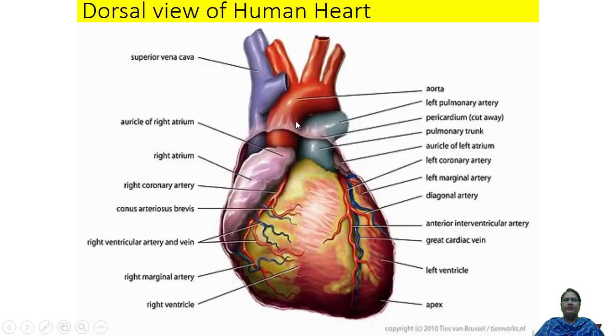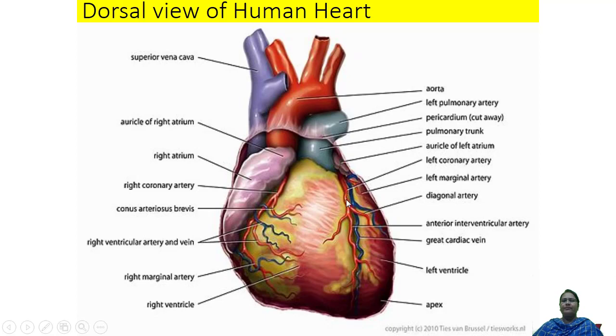Okay. Then the dorsal view of the heart. Dorsal, you can see the heart. It looks like this. Dorsal means the back side of the heart. Now you can see the superior vena cava. Here it is going down, forming the inferior vena cava. This is the aorta. Left pulmonary artery. Then you can see the pericardium, pulmonary trunk. Then auricle of left atrium.